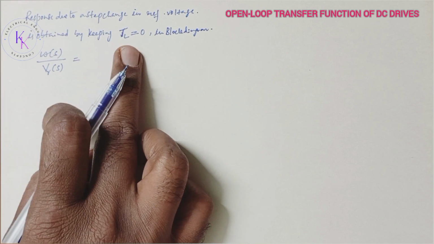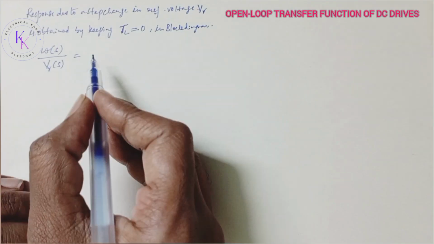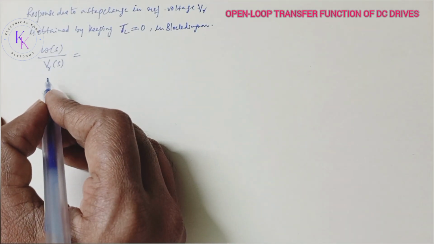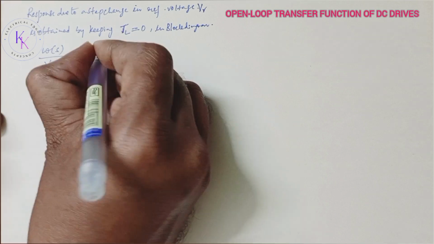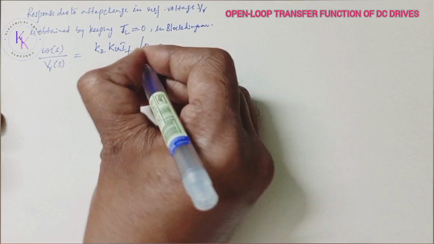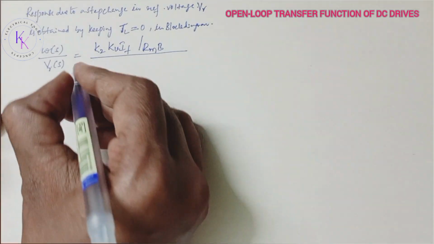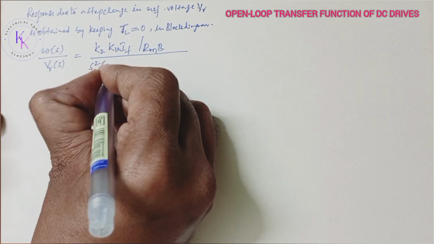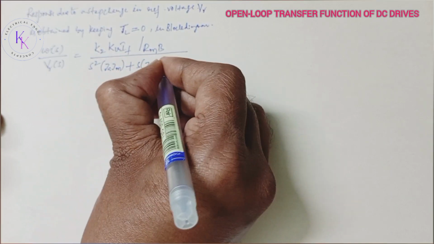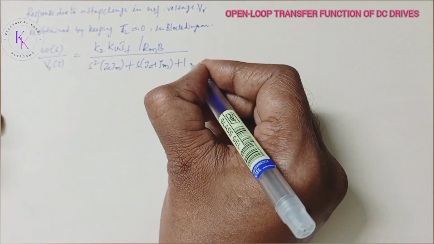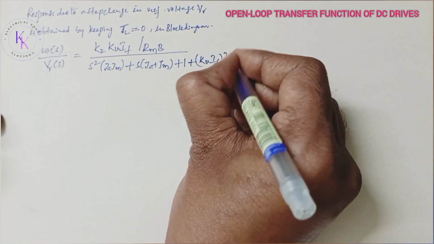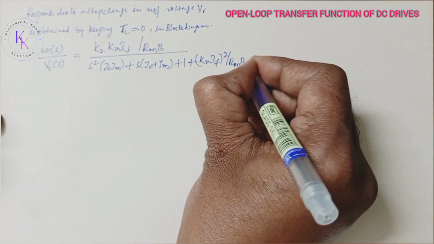The response due to a step change in the reference voltage VR is obtained by keeping TL equals to 0 in the block diagram. Then omega(S) divided by VR(S) is given by K2 Kv IF divided by Rm B, divided by S square tau A tau m plus S (tau A plus tau m) plus 1 plus (Kv IF) whole square divided by Rm B.